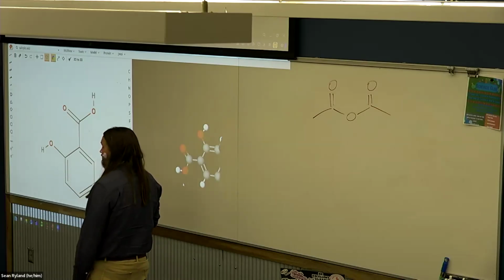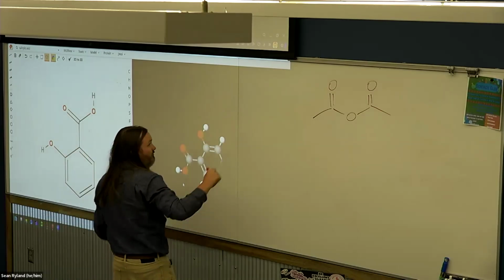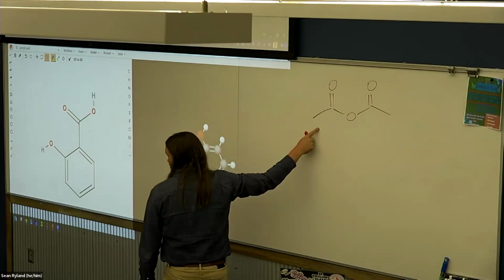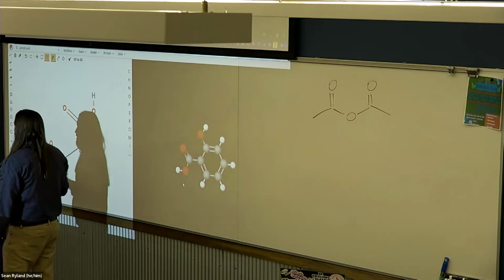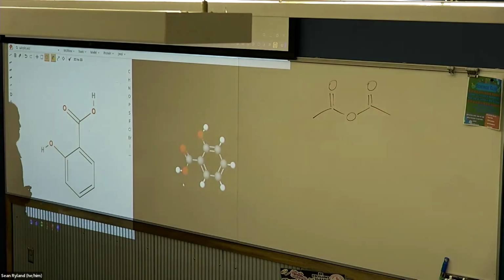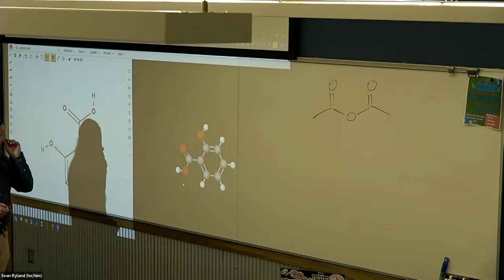What is that reaction going to look like? What is the product going to look like? If we let this molecule react with this molecule, there's two functional groups here. Which one is going to be more likely to attack? What is the product that we would get?